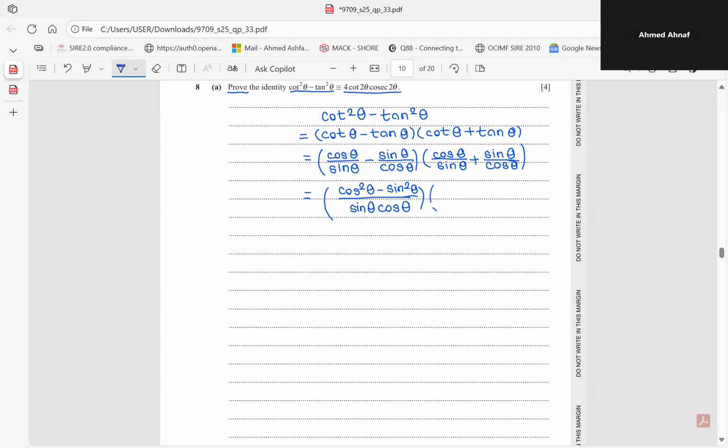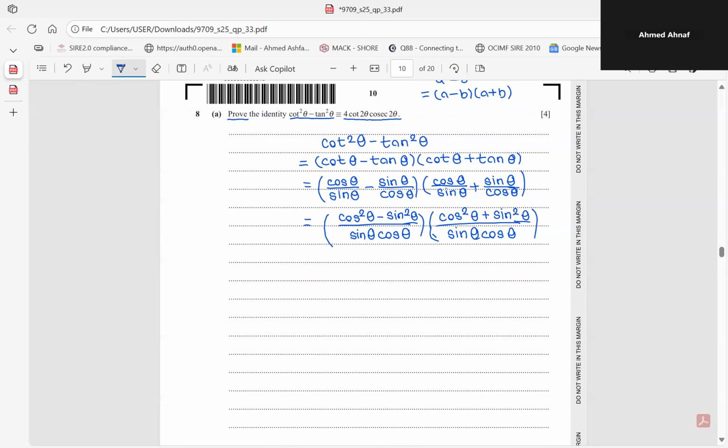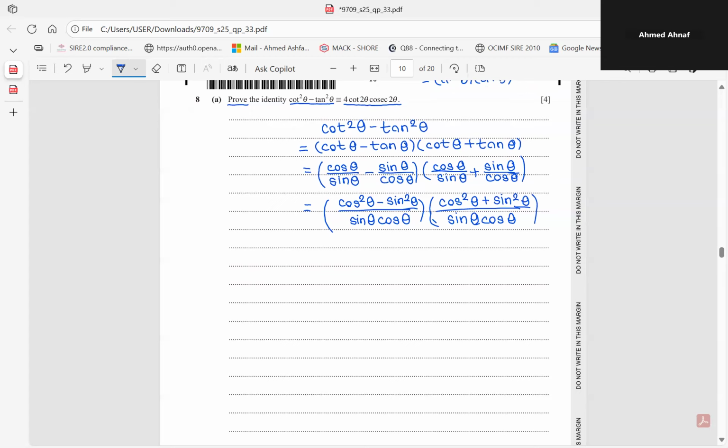Then this is times, again, the denominator would be sine theta, cosine theta. And then cosine theta times cosine theta is cosine squared theta, plus cosine theta times sine theta. Sine theta times sine theta, that's sine squared theta. All right, now we can simplify this further.